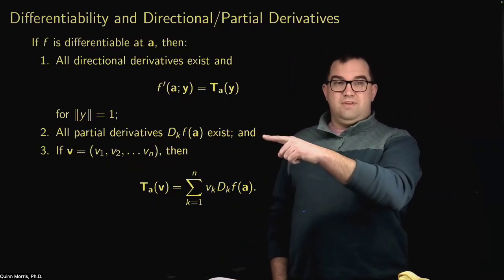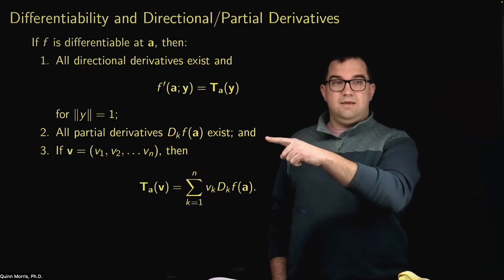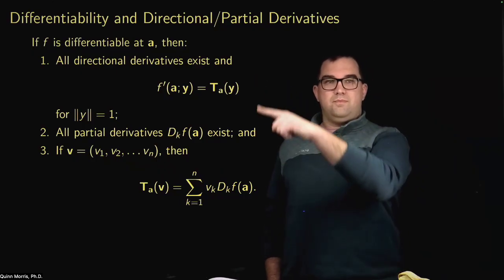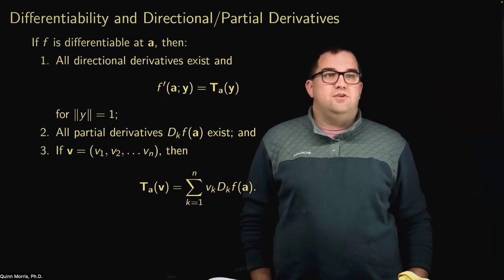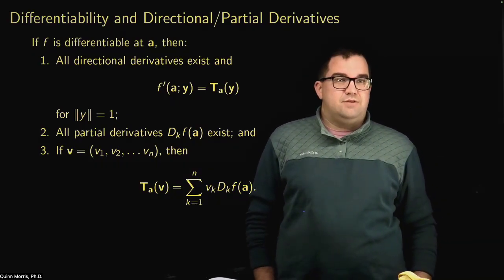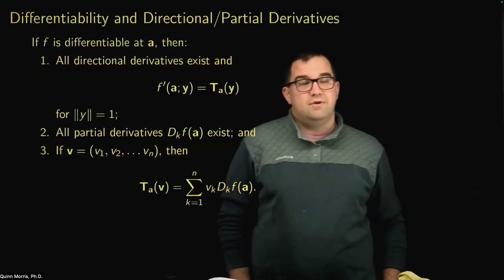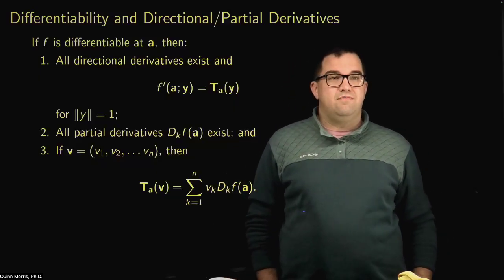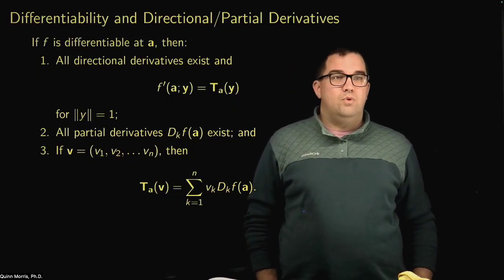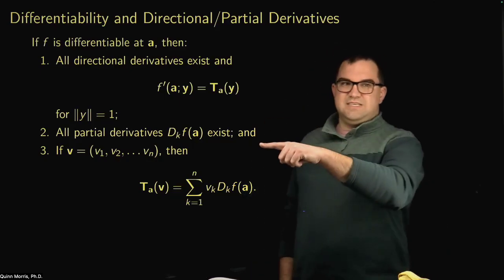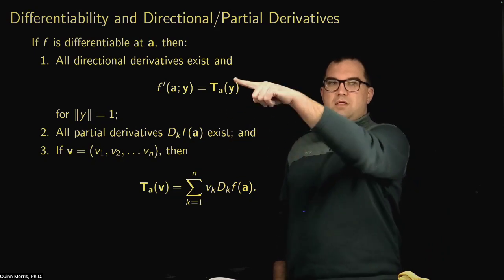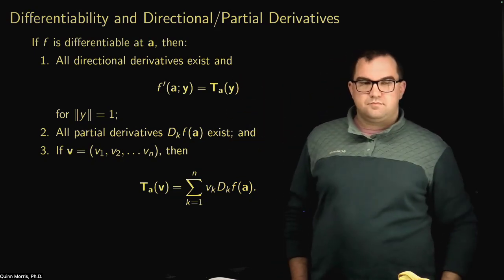The second is that all the partial derivatives exist. Now, in fact, this follows from the first, because partial derivatives are just directional derivatives in the direction of the standard basis vectors. So the kth partial derivative is just the derivative of f at a with respect to the kth standard basis vector. So this isn't a separate thing we need to prove. This follows immediately from 1.